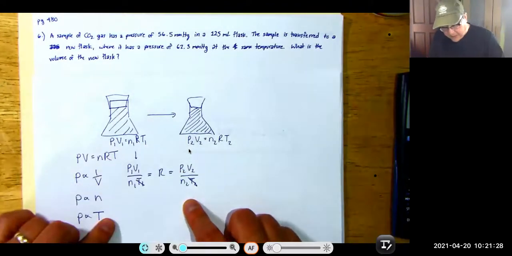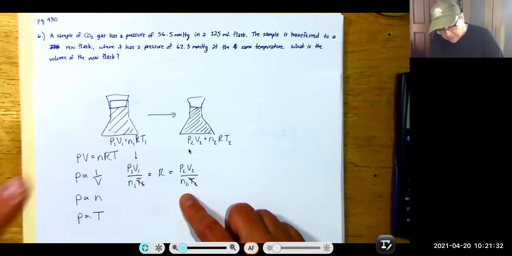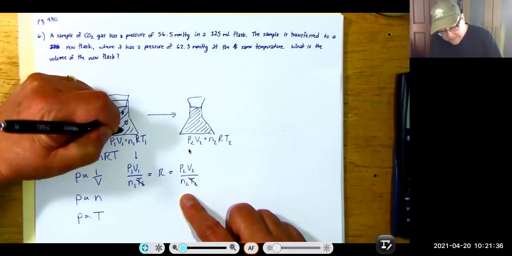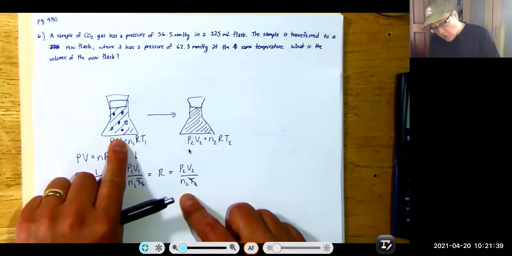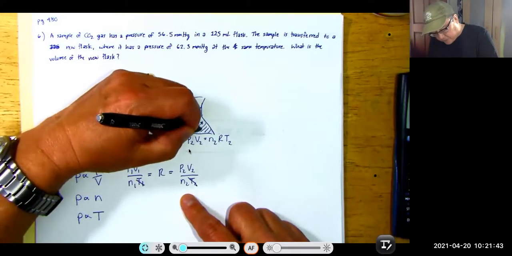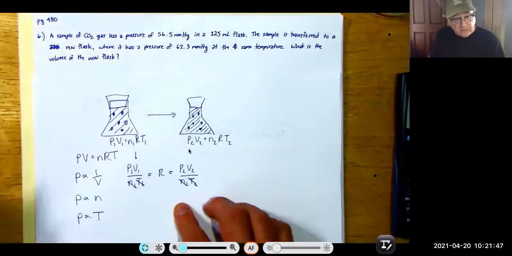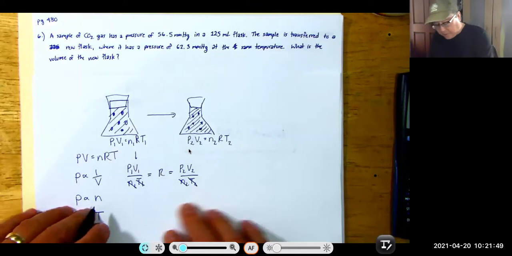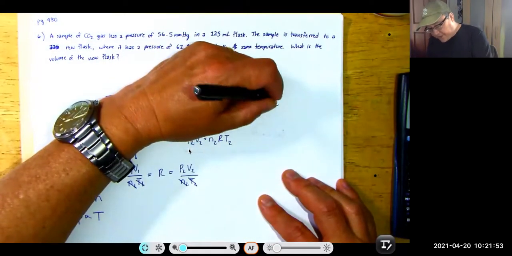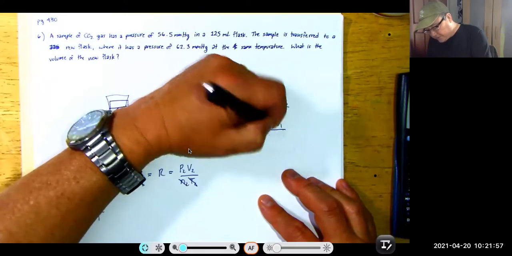Now, N1 is equal to N2 because the amount of gas, the moles of gas, is the same. If I draw 6 particles of gas here, when I put it in the new container, I have the exact same 6 particles of gas. So N1 equals N2, and they cancel out of this formula. For this problem, we want to use P1 V1 equals P2 V2, and therefore V2 is equal to P1 V1 over P2.